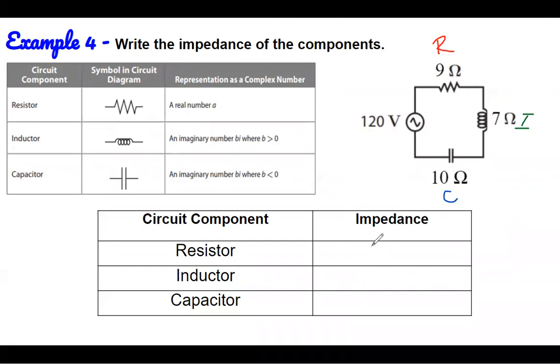Your first one is 9, and your inductor is 7I. Your capacitor is negative 10I. All right, what is my impedance altogether? Pass it on, Joe. Minus 3I. Raise your hand if you agree, guys. Correct. Awesome. Okay.